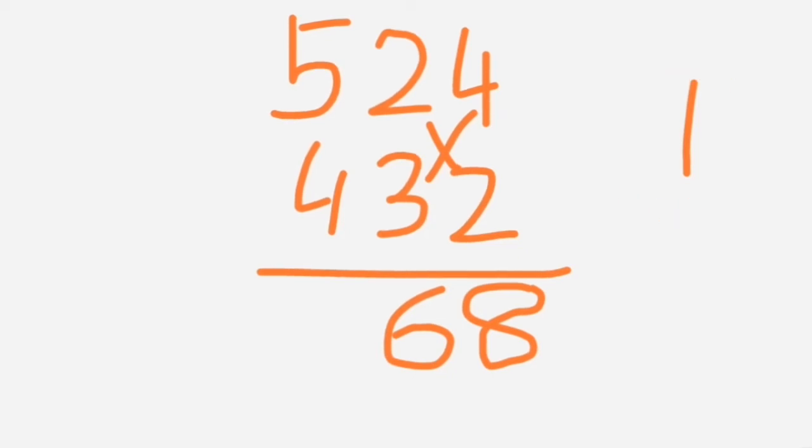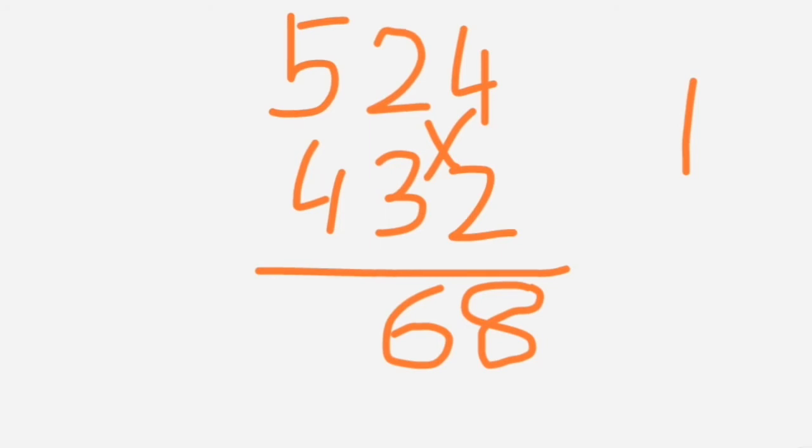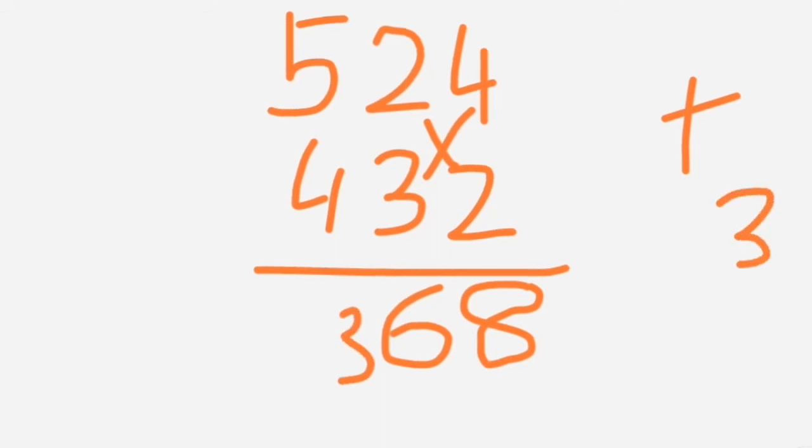The next step is the middle part, 4 fours are 16. 16 plus 5 twos are 10, so 16 plus 10 is 26. 26 plus 6 is 32. 32 plus 1 is 33. So we are writing 3 here, and 3 is carried to the next number.